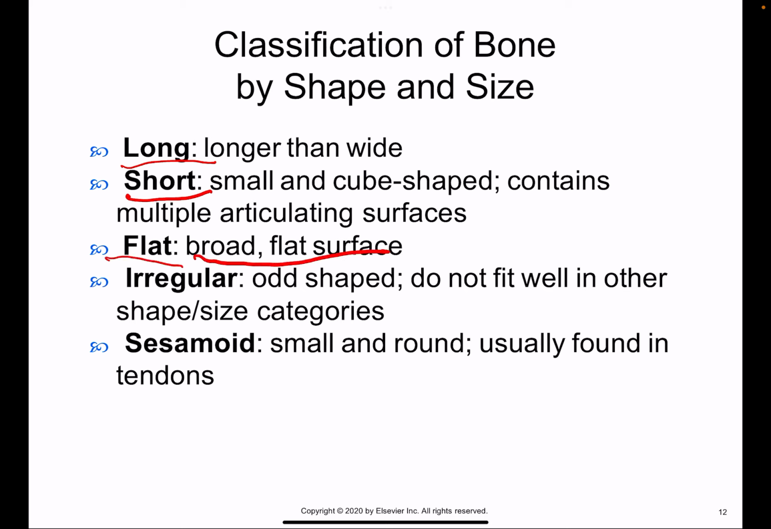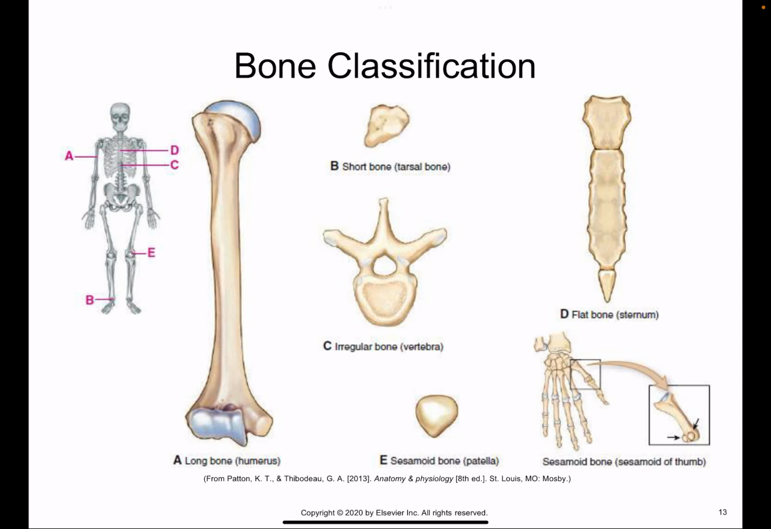Broad, flat surface, right? If it's irregular, it looks odd. It doesn't really look like a cube. It doesn't really look like anything. It's kind of just weird. Looks like a dot or something, right? It's irregular, so it's odd shaped. Doesn't fit well in other shape size categories. And of course, if it's small and round and found around tendons or embedded in tendons, it's going to be known as a sesamoid. So here is a little bit more of what this looks like.